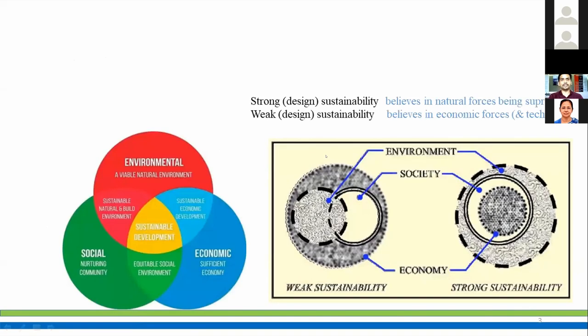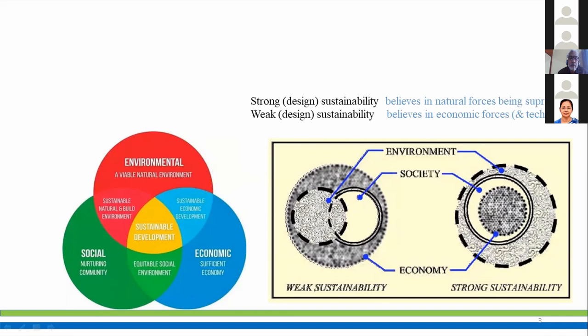Going further, before starting with this, we need to understand what we mean by sustainable development. As we discussed in the previous sessions, we saw different aspects of sustainable development. If we check the three pillars of sustainability, that is environmental aspects, societal aspects, and economic development, we can observe weak sustainability as well as strong sustainability.